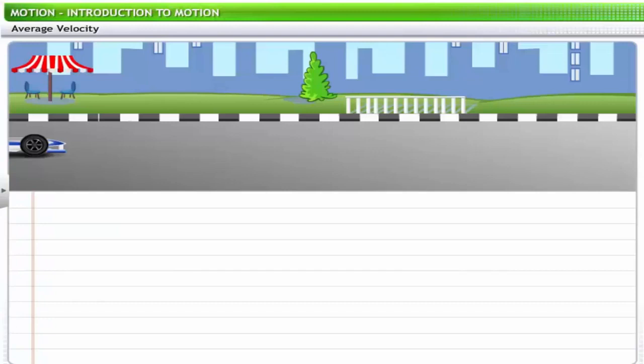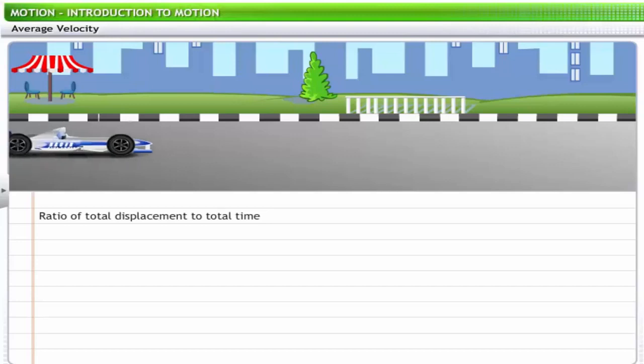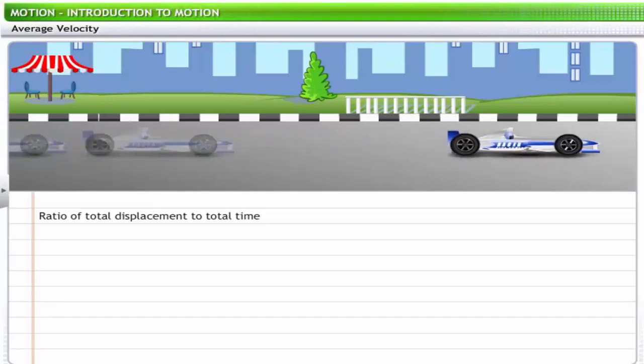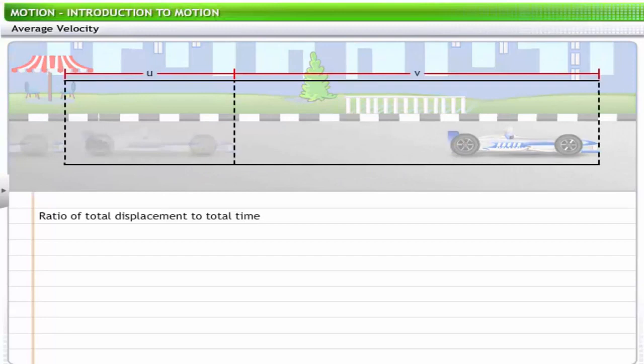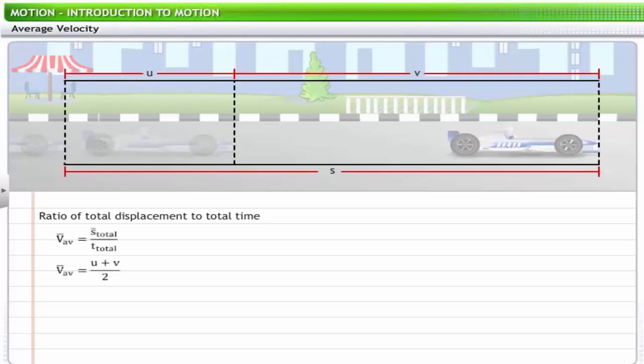Like average speed, you can calculate the average velocity of an object having non-uniform motion. Average velocity is defined as the ratio of the total displacement to the total time taken. When a body is moving with variable velocity for t total time duration, u and v are the magnitudes of its initial and final velocities, during which it has a total displacement, that is, s total. The average velocity of the body is the average of u and v. That is, it is half the sum of initial and final velocities.